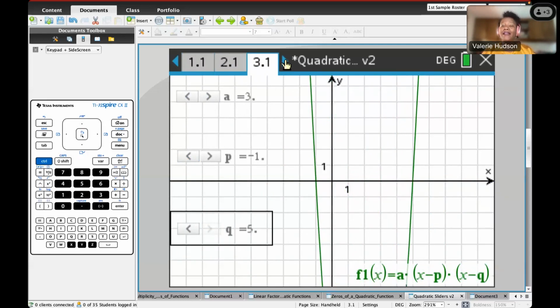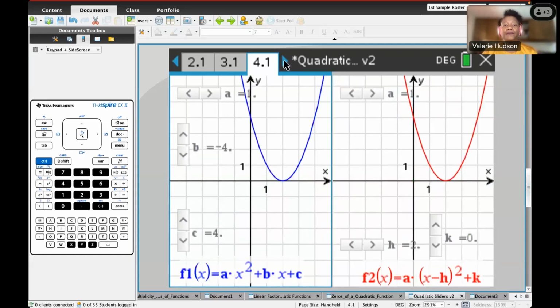And for all of these versions of the quadratic equation, students are asked what information is easy to identify. So would the y-intercept be easy to identify here? Would the zeros be easy to identify here? Would the max or min be easy to identify here? And then they have to explain why. And that's for all of them.